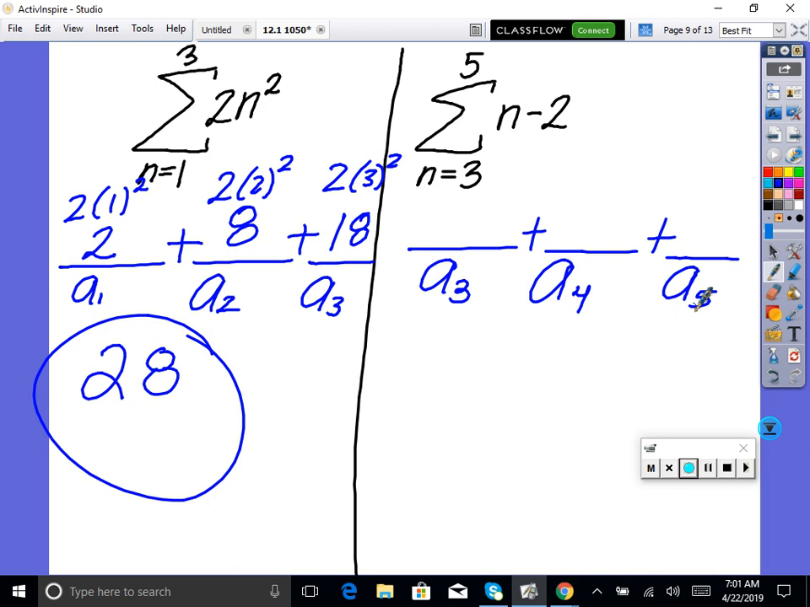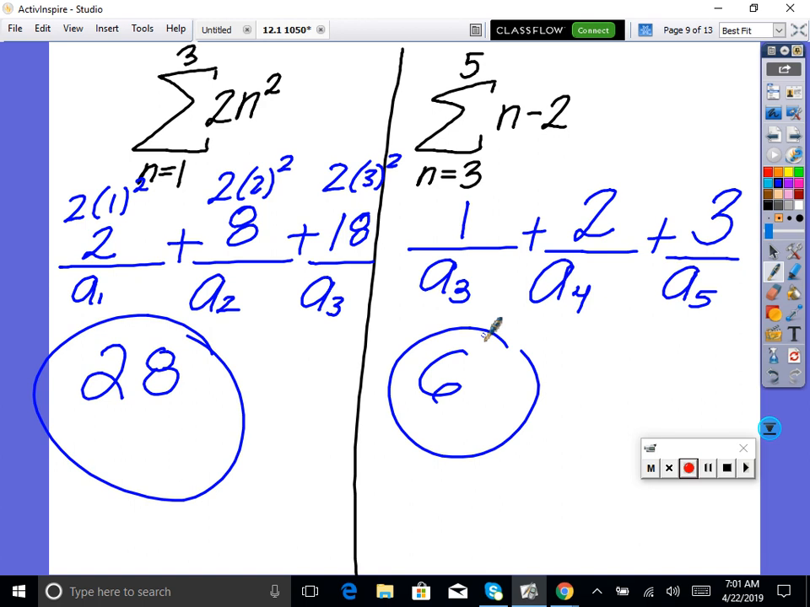So let's plug in 3. 3 minus 2 is 1. Plug in 4. 4 minus 2 is 2. Plug in 5. 5 minus 2 is 3. Do you guys see how we did this? 1 plus 2 plus 3, so the sum is 6. So pretty straightforward as long as you know what the sum sign means.